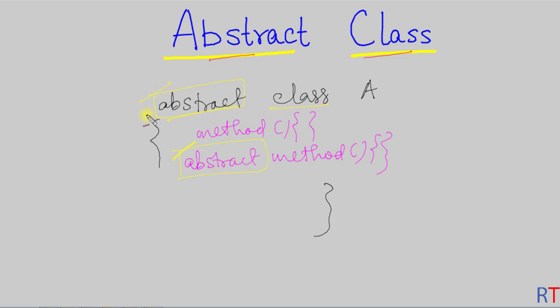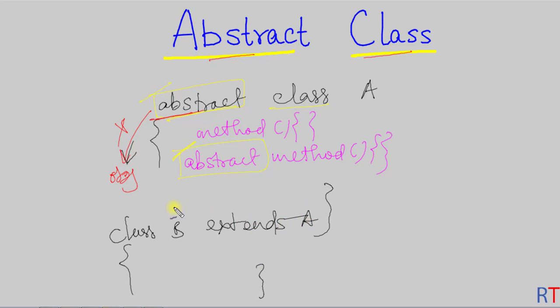And one property of an abstract class is that we cannot instantiate or create an object of the abstract class. Because we cannot create an object of the abstract class, the abstract class must be inherited by a child class. So we can create a class B and extend class A, and it is the responsibility of the child class to provide a definition for the abstract method of the parent class. If the child class does not provide a definition for the abstract method of the parent class, then the child class also has to be declared as an abstract class.